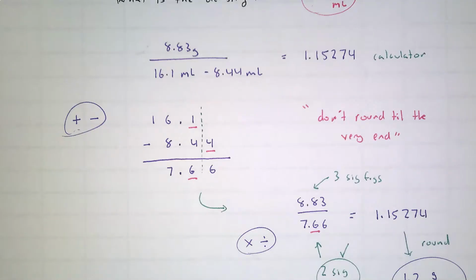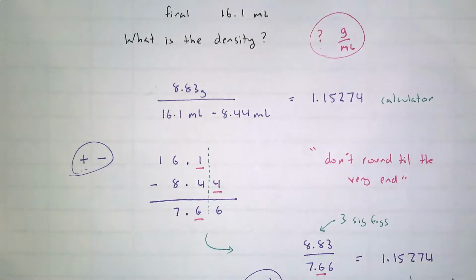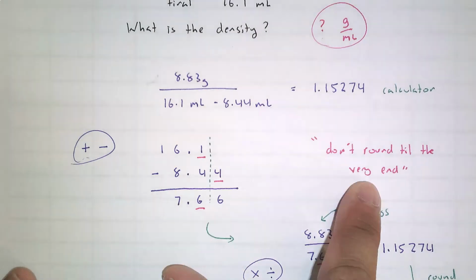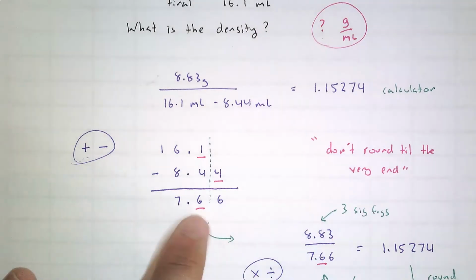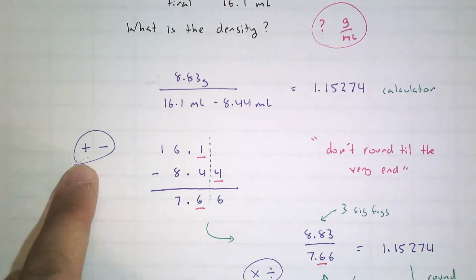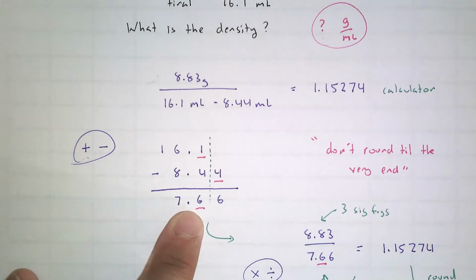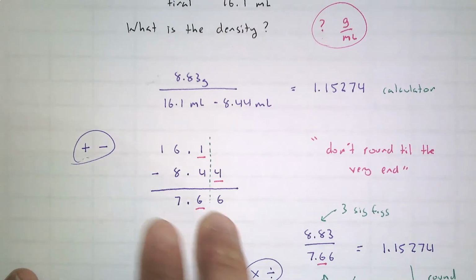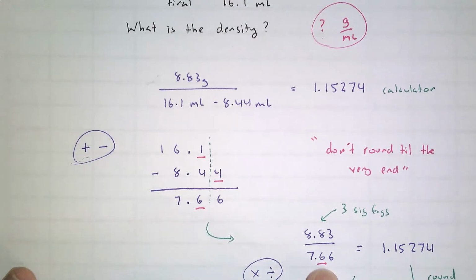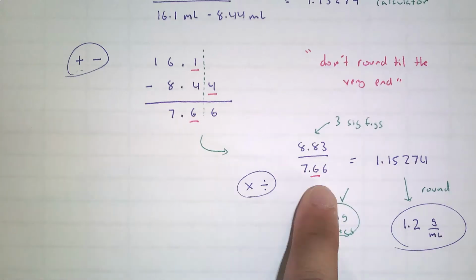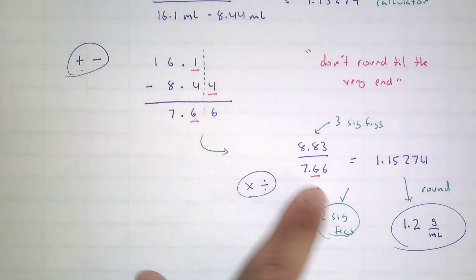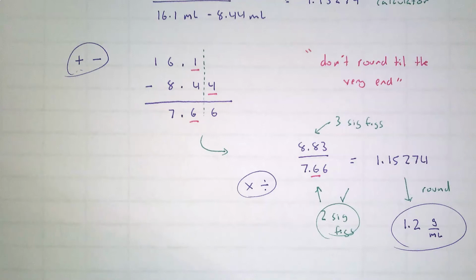So when you have a combination of subtraction, addition with multiplication, division, do it in parts. Don't round until the very end, but always keep track of how many sig figs your answer for the addition or subtraction has. Because you're going to carry that full number into the next calculation, but the sig figs is now 2, not 3. A little bit of practice and this will become automatic.